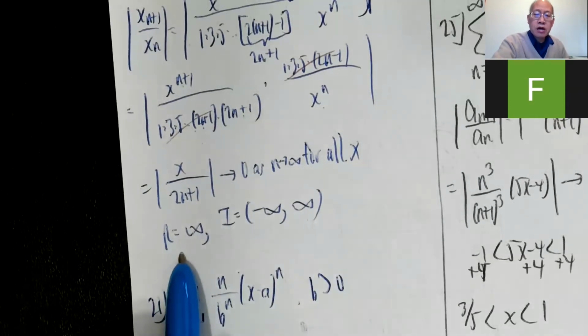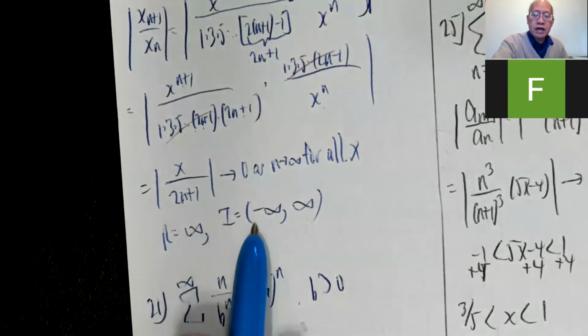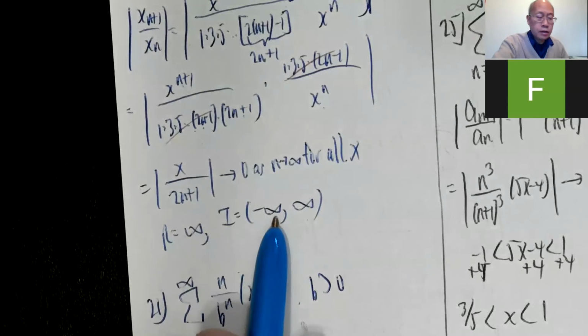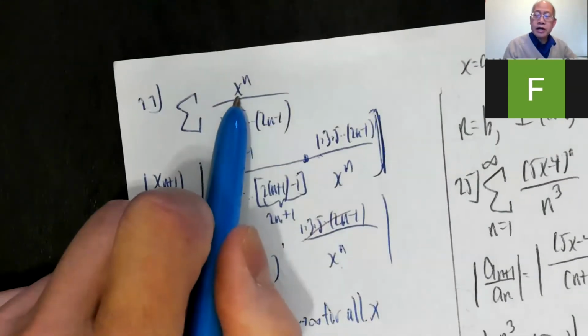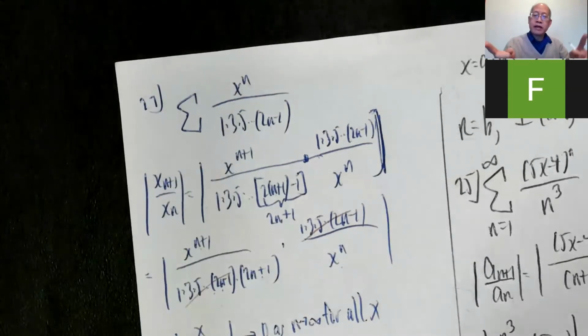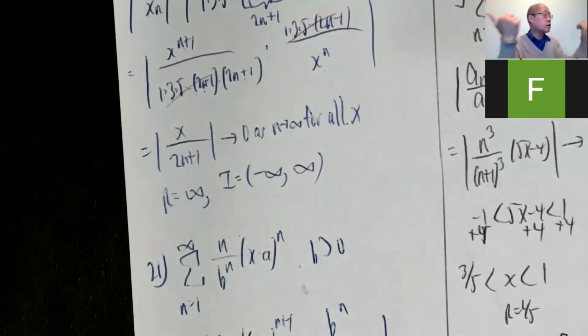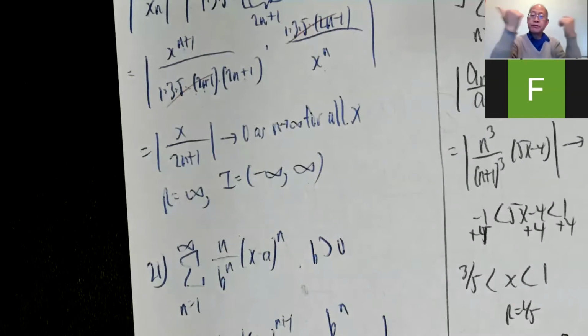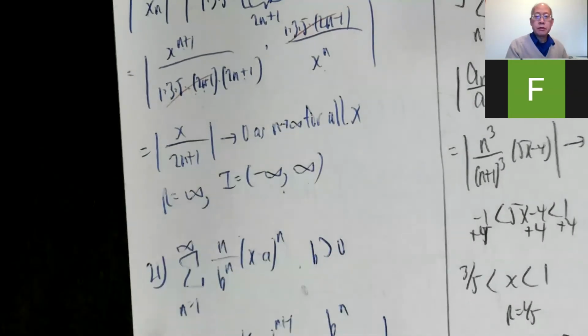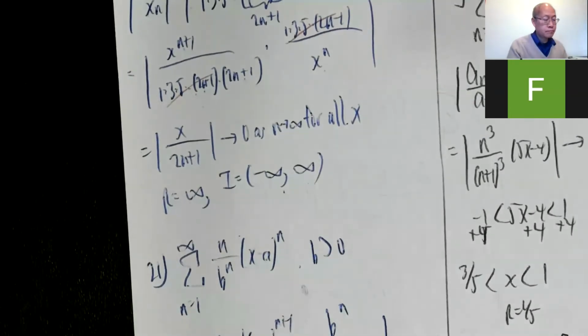Right, so here's another case where r is infinity, and I is negative infinity to infinity, which means all real numbers. Okay, so we're centered at 0, right? How do you know it's 0? It doesn't have parentheses x plus 2 or x minus 2. You can pretend it's x minus 0. So I start at 0, and how far do I go to the left and the right? You go infinitely far, which means you have all real numbers.